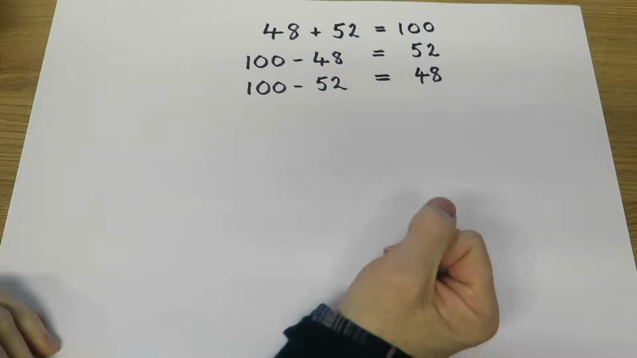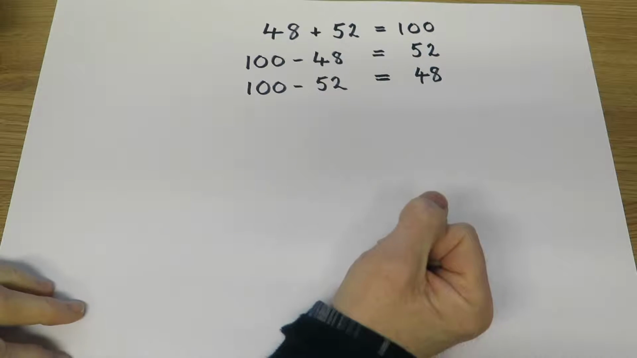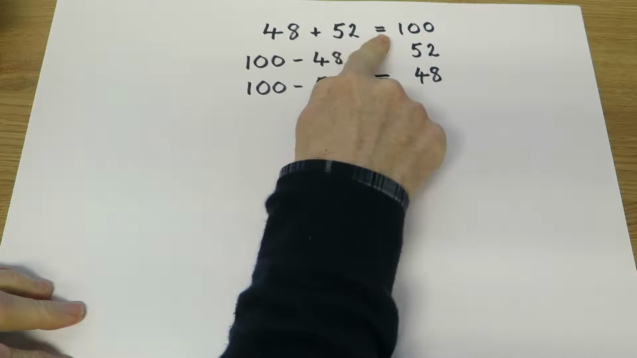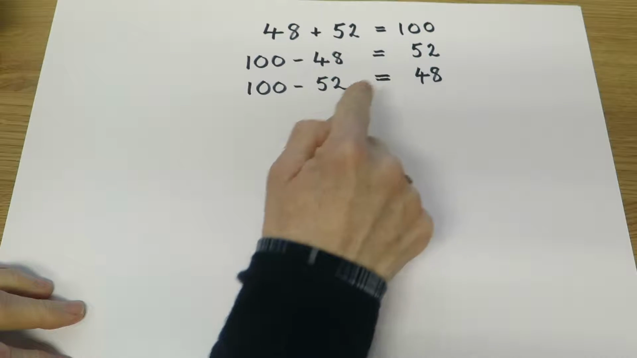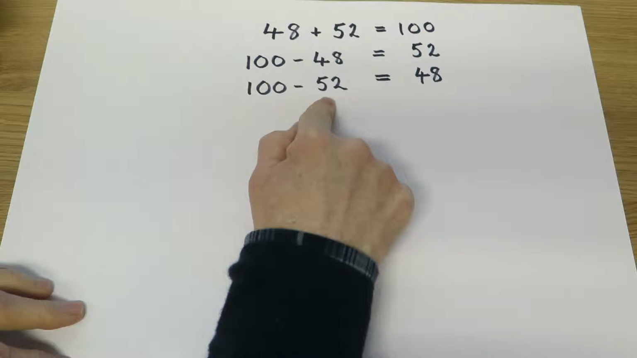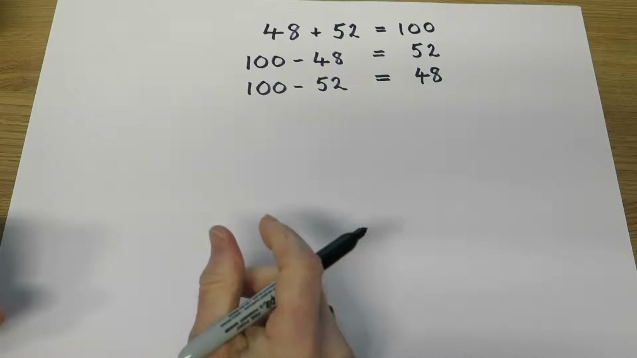Subtraction for ages 8 to 9. Subtraction is the inverse of addition. So for example, because 48 add 52 equals 100, then 100 take away 48 must be 52, and 100 subtract 52 must be 48. At this stage, the children are still practicing fluency in addition and subtraction facts.